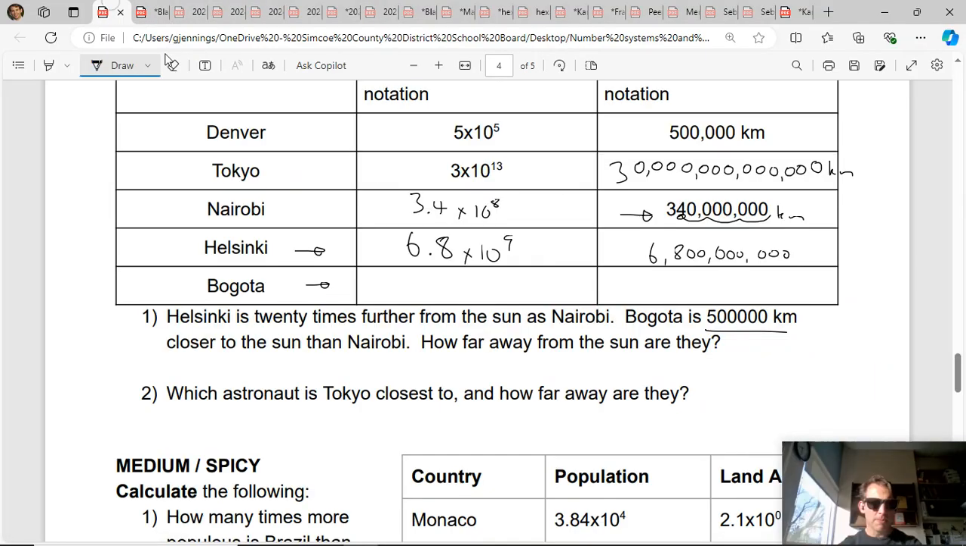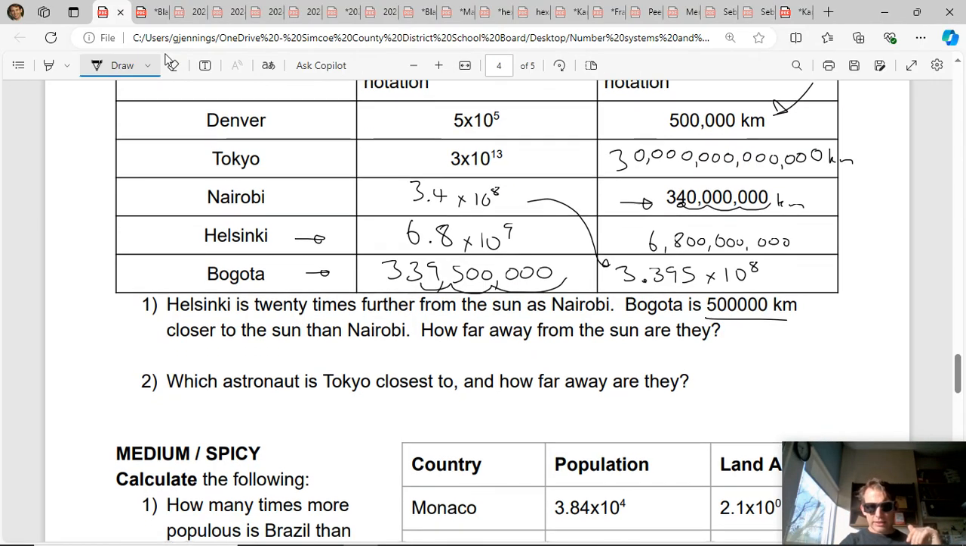3,395,000. Okay, and that is 3.395 times 10 to the 8. Notice that this number and this number are extremely close, even though we took away 500,000 kilometers, because those numbers are just so big.